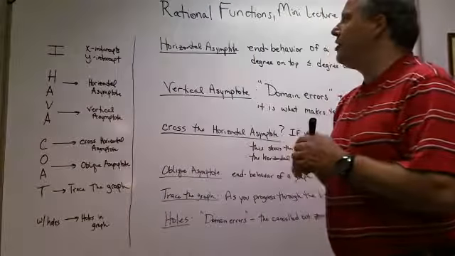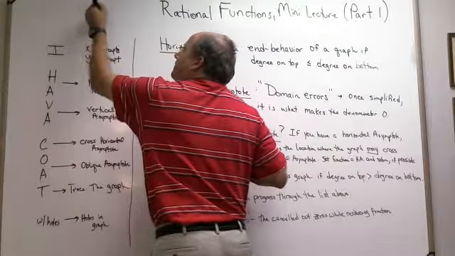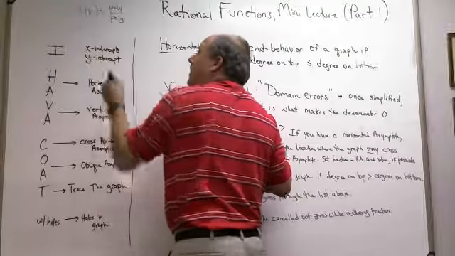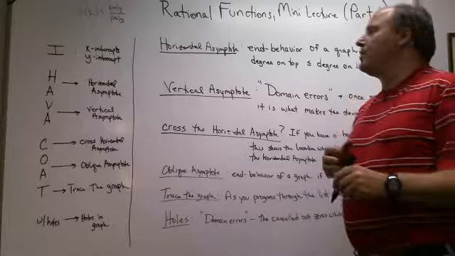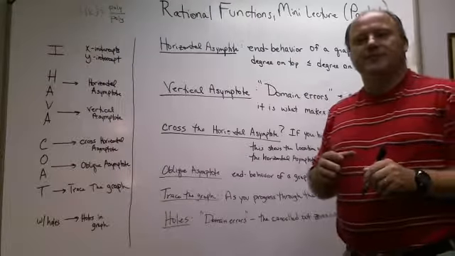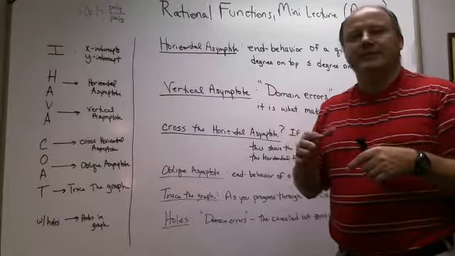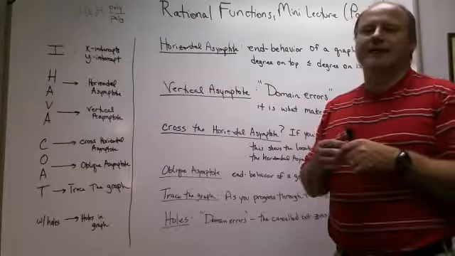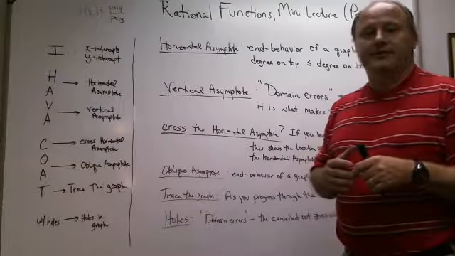So if you have two polynomials, let's say you have a polynomial on top and a polynomial on the bottom, that makes up a rational function. So in order to graph rational functions, there are several steps that you have to do. And there are different characteristics of the graph. Just like polynomials and lines have their own characteristics, rational functions have their own characteristics.